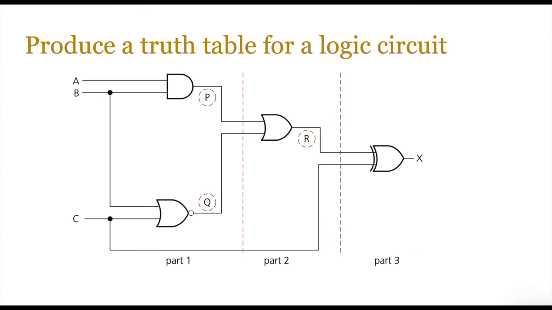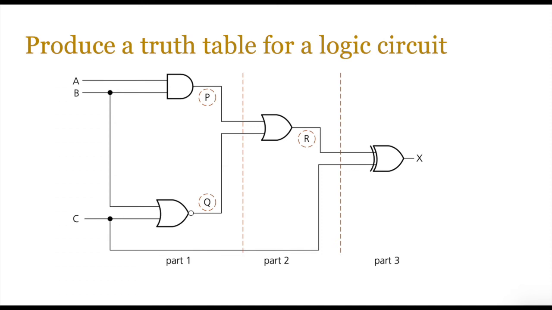Okay, let's try creating a truth table for a logic circuit. So hopefully this is pretty straightforward. Again, if you know this from IGCSE, this will be easy peasy. If you've forgotten about this, then you might want to just recap. So in this logic circuit, there's a number of gates. There are 3 inputs, and different inputs go to different gates.